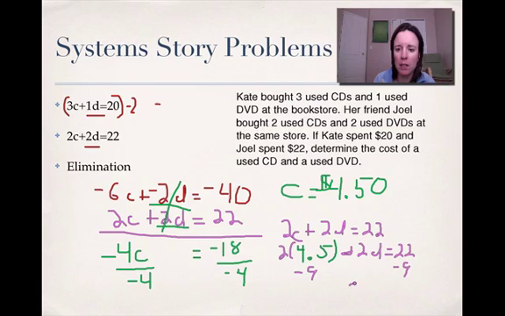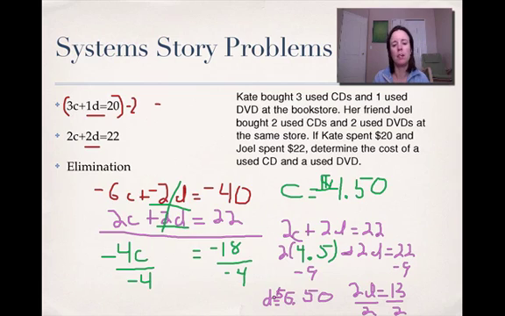So then 2d will equal 22 minus 9 should give me 13. Divide by 2. Come on over here. So d equals 6.5. And again, because we're talking about money, we're going to make it 6.50. Give a little money sign. All right, so that's a little bit messy. Let's go ahead and turn to the next page so that we can write our answer.